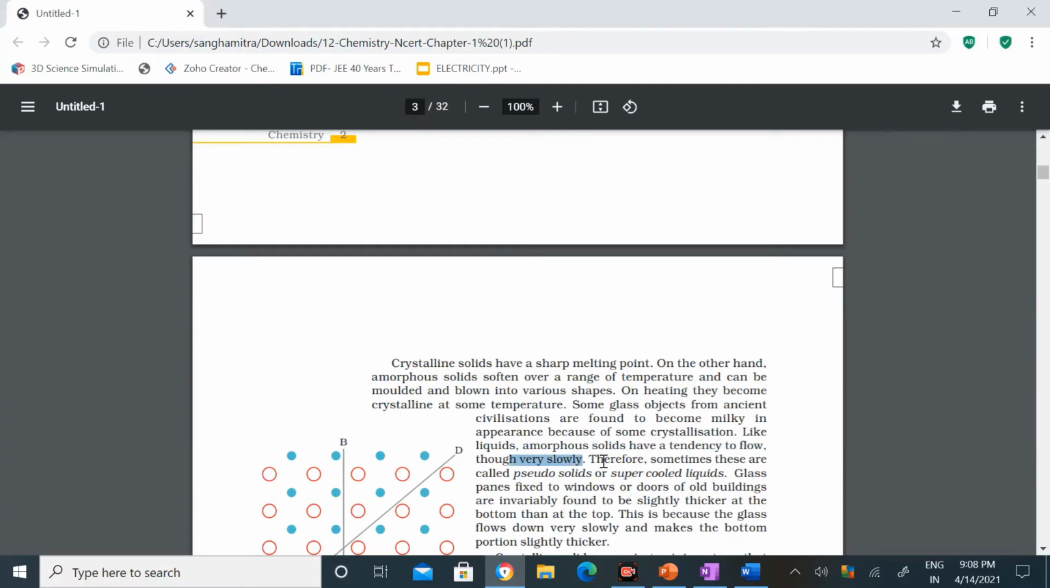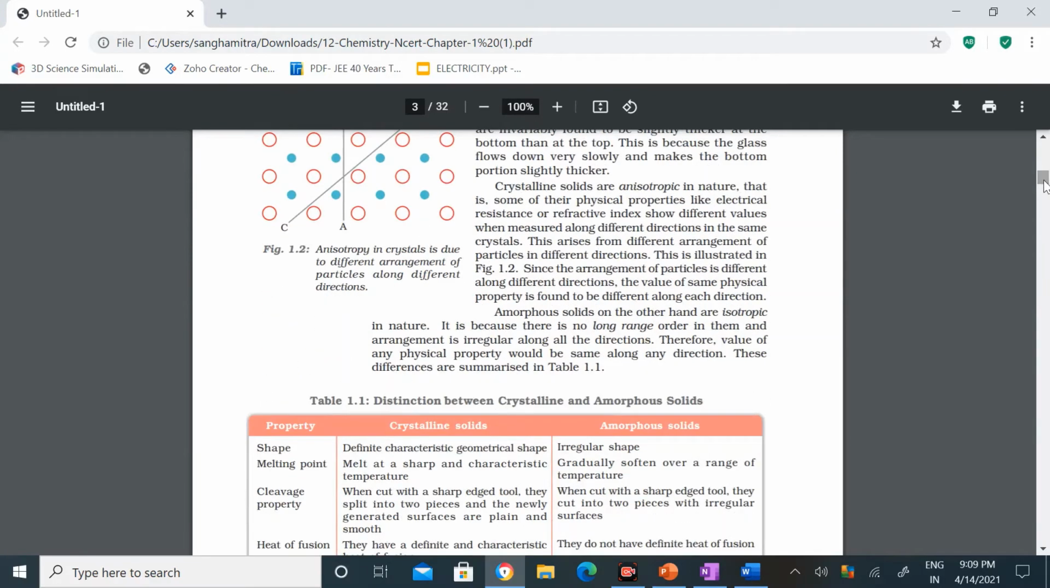This is the reason they are called pseudo solids. What do we mean by pseudo? Pseudo means false. It seems to be solid, but it is actually a liquid, behaving like a liquid. So it is a false solid. Another term which is used is supercooled liquid. This is again very important, please underline it. In future it will be helpful.